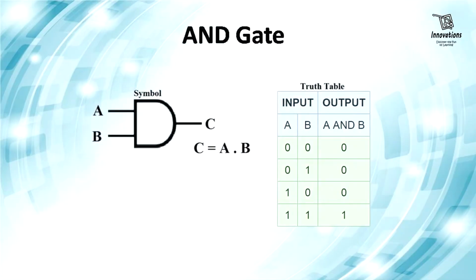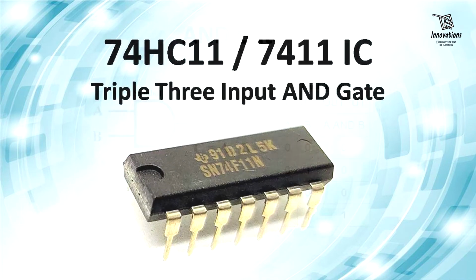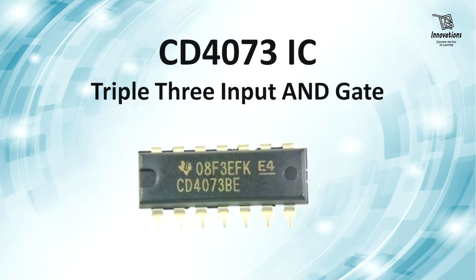In my previous two videos, I have shown the description of an AND gate, a 2-input AND gate and a 3-input AND gate using 7411 IC. In today's video, I am going to show you CD4073, which is a triple 3-input AND gate, and its practical demo. In this video, I am not going to discuss what an AND gate is. I'll give a link to my previous video in the description, you can check it. In today's video, I'll show only the demo of the CD4073 IC.